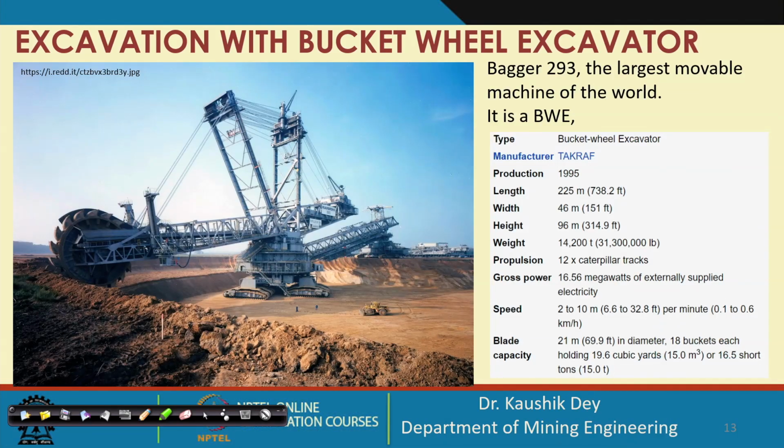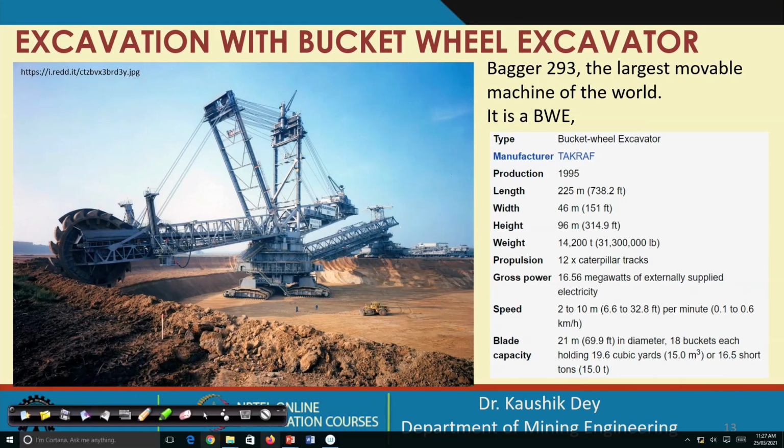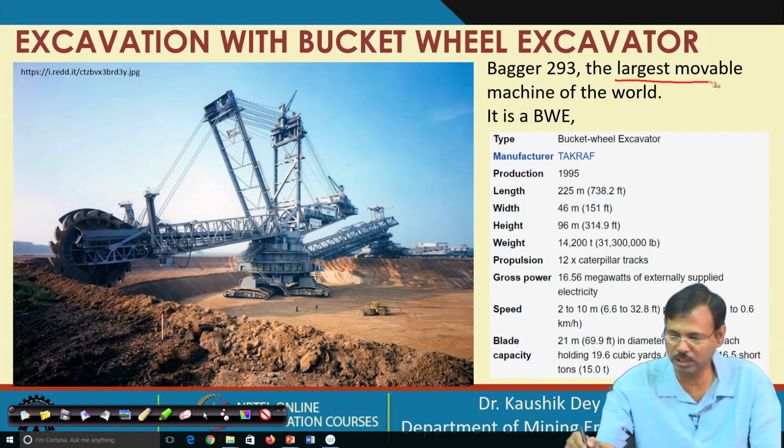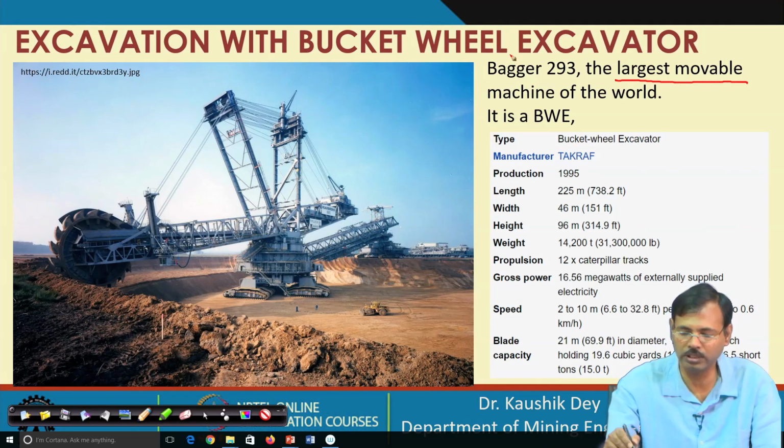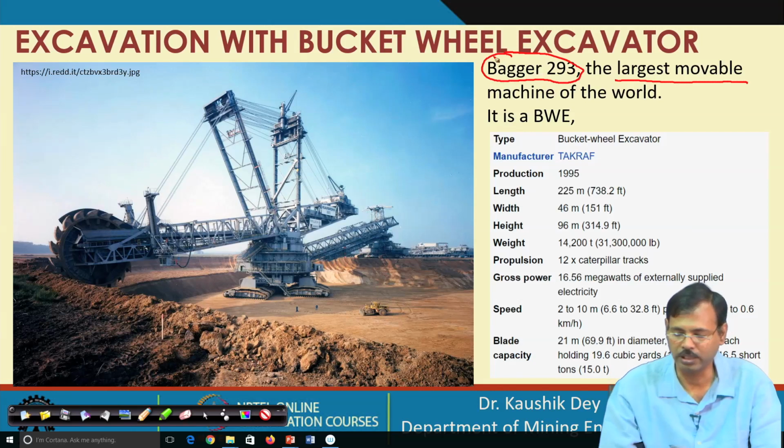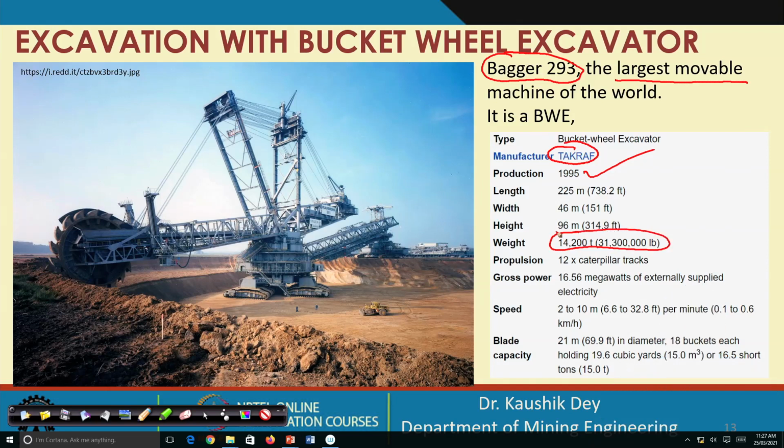So, this is the largest movable equipment in the world, which is Bagger 293 bucket wheel excavator manufactured by Takraf, and it was produced in 1995. Its weight is 14,200 ton, which makes it the largest movable machine in the world.